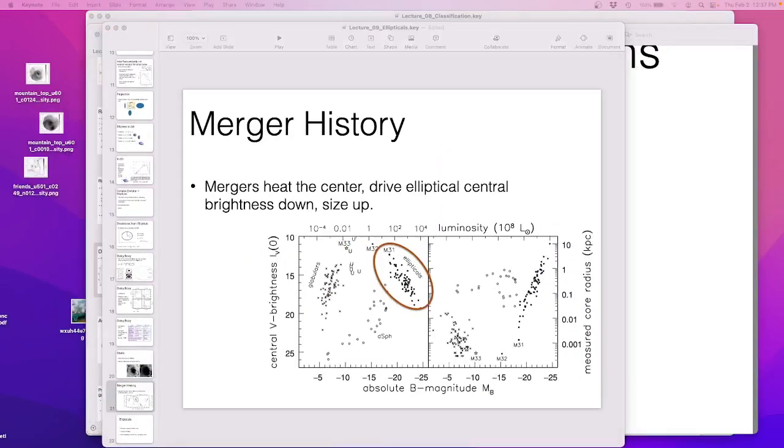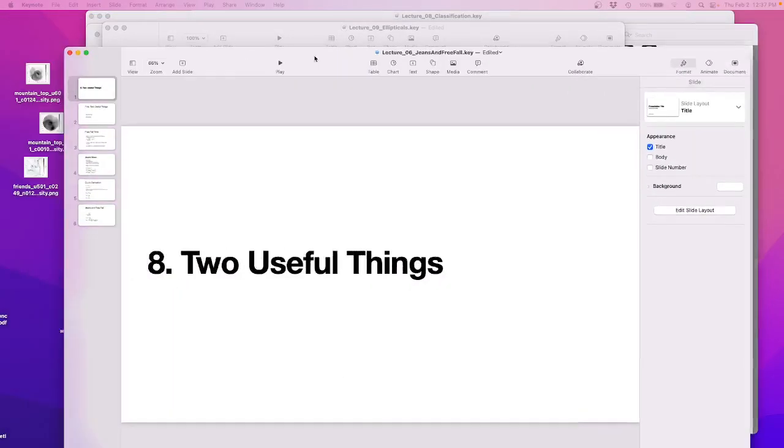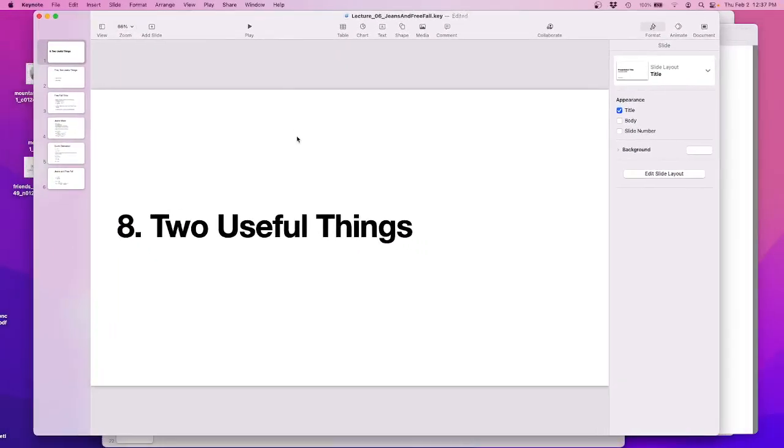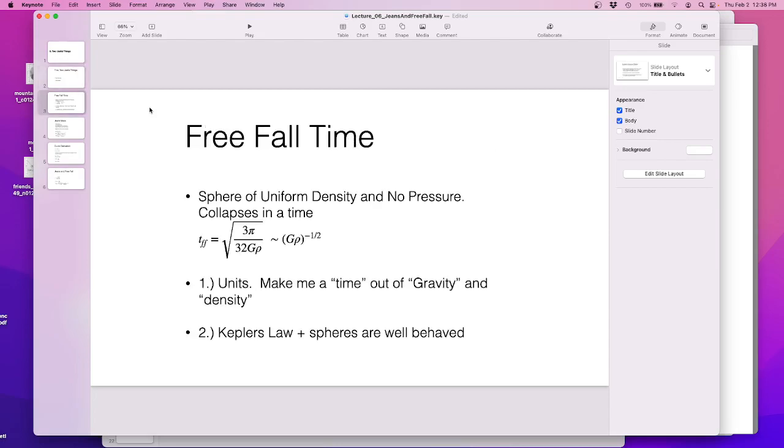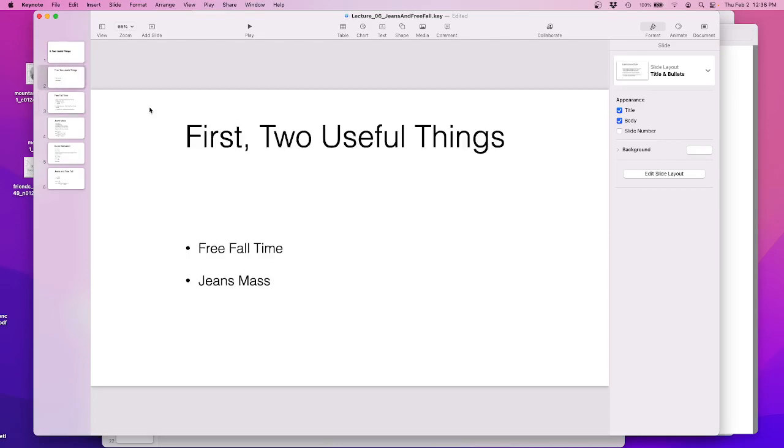Okay. Let's talk about, I've got 12 minutes left. Let's talk about two useful things: free fall time and Jeans length, or Jeans mass. I'm going to talk about both of these objects.